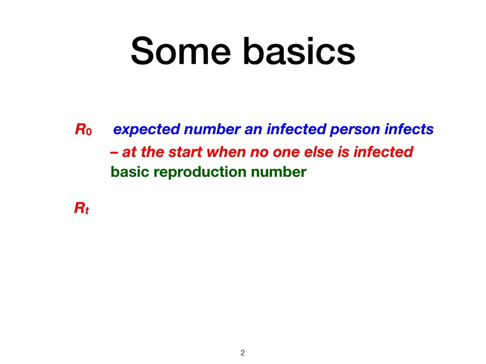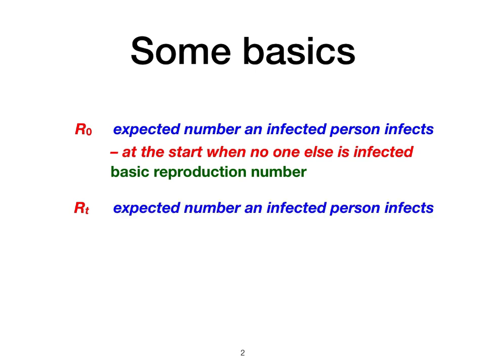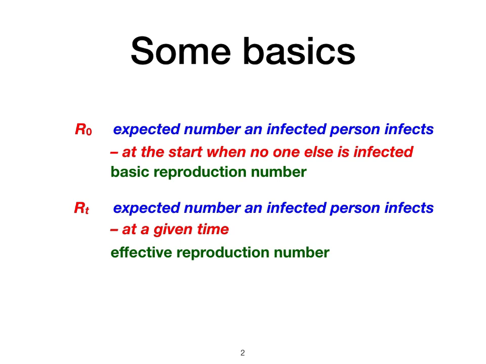Another number often confused with that is just plain R, or R subscript T, where the T stands for time. It's also the number you expect one individual who's infected to pass it on to, but at a given time as the disease progresses. So as time goes on, you become less and less likely to encounter only people who've not previously been infected if you catch it yourself. So you'd expect RT over time to start getting smaller, but at the beginning RT and R0 are the same thing, and RT is the effective reproduction number.